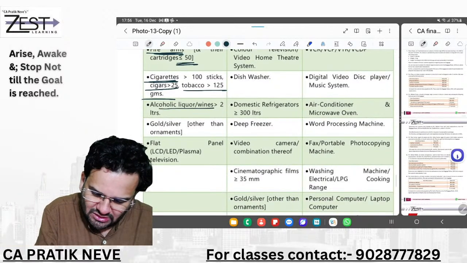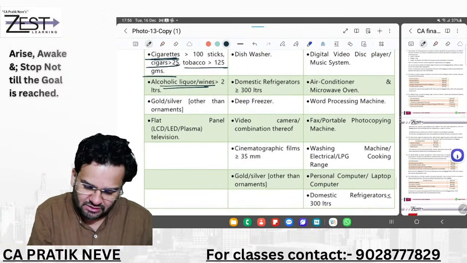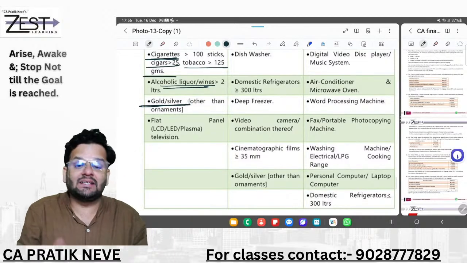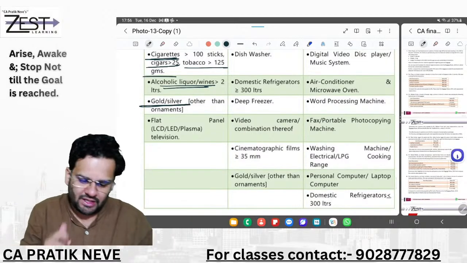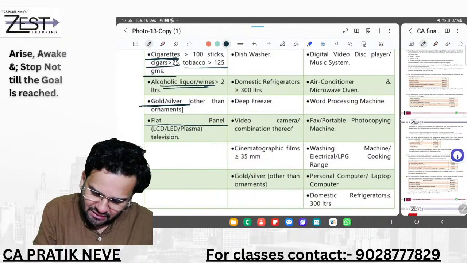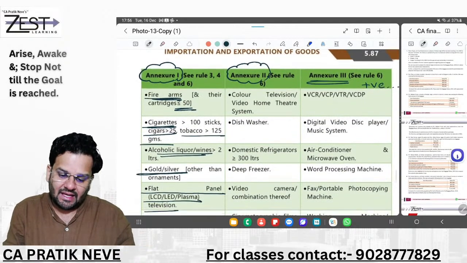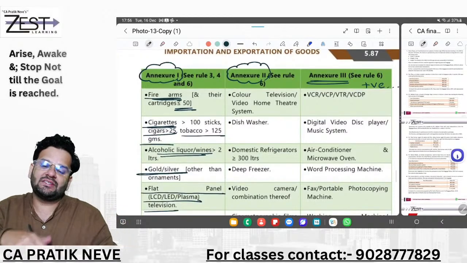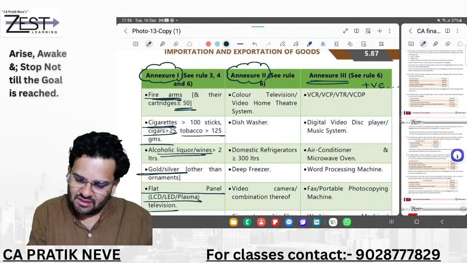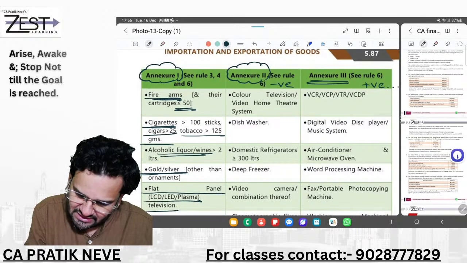Alcoholic wine or liquor in excess of 2 liters, gold, silver other than ornaments, meaning bullion, and flat panel LCD, LED or plasma TV. Then in annexure 2, which is again the negative list for rule 6.